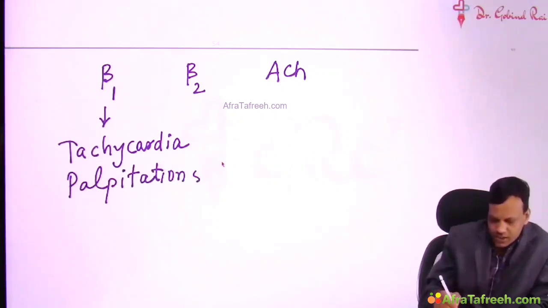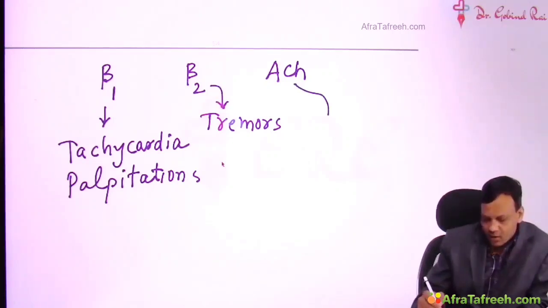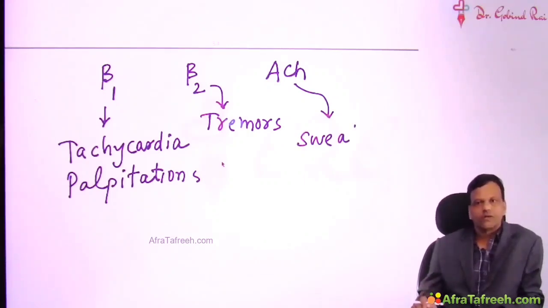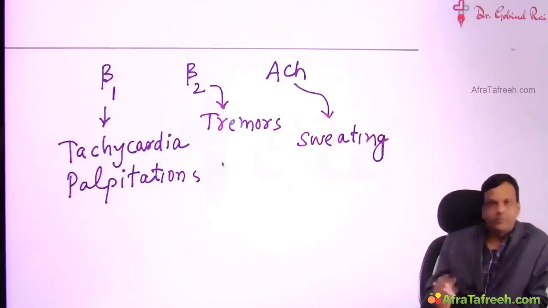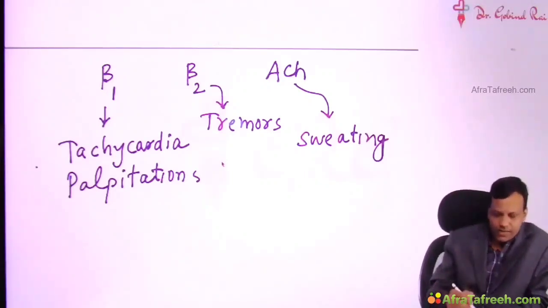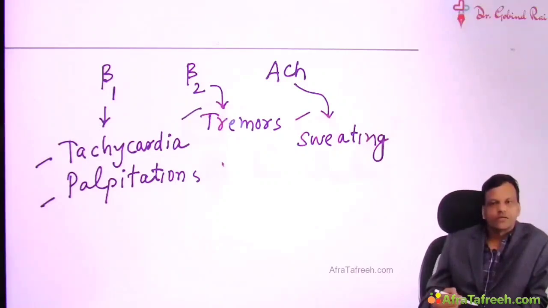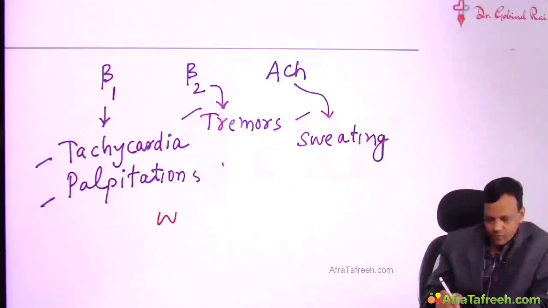Stimulation of beta 2 we just discussed will lead to tremors. And stimulation of sympathetic cholinergic fibers in the sweat glands will lead to sweating. So when a person develops sympathetic overactivity, as in case of hypoglycemia, the person will develop tachycardia, palpitation, tremors and sweating. So these are called as warning symptoms of hypoglycemia.